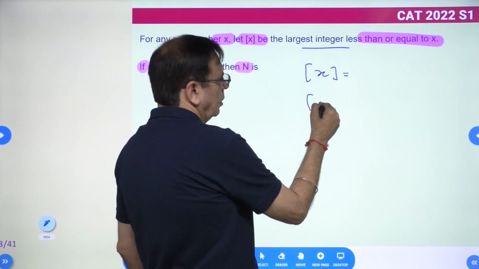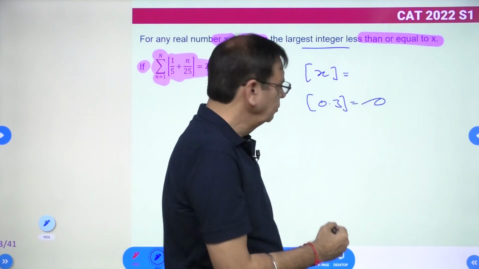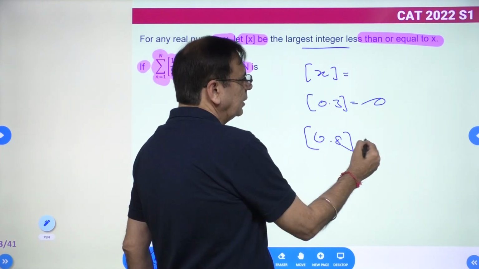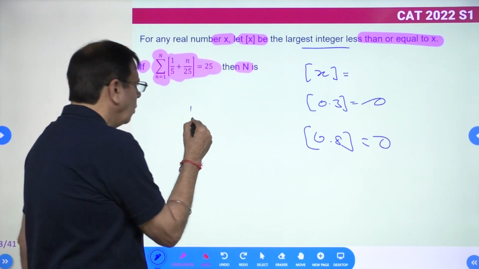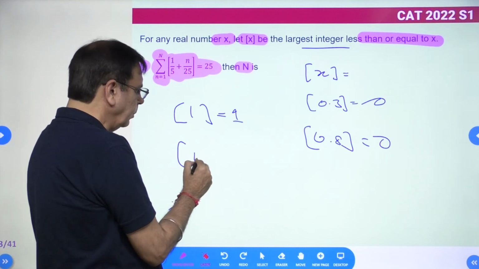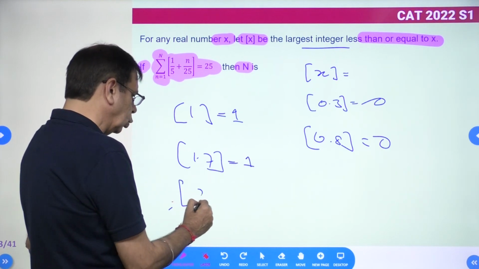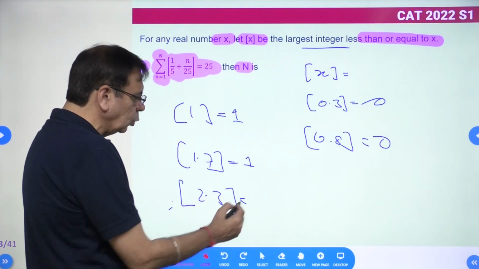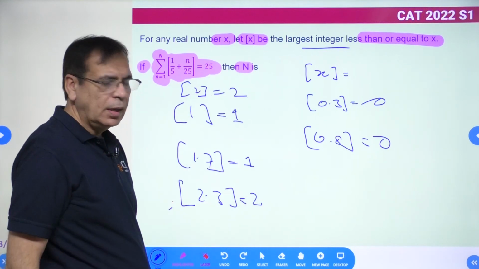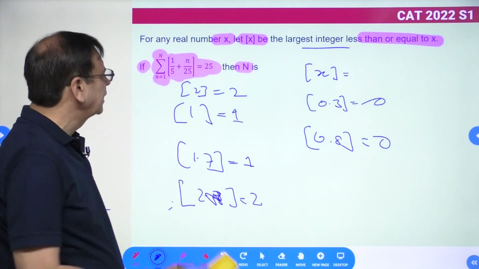So 0.3, what will be the largest integer less than or equal to it? 0. Largest integer less than or equal to 0.3 will be 0. 0.8, largest integer less than or equal to 0.8, 0. 1, largest integer less than or equal to 1, 1. 1.7, largest integer less than or equal to 1.7, 1. 2.3, largest integer less than or equal to 2.3, 2. Similarly, for 2, it is 2. Okay. So all you are saying is I need the number before the decimal. If I put it very simply, that is what you are looking for.